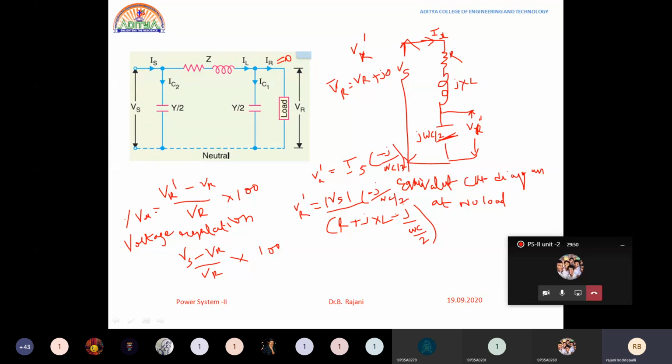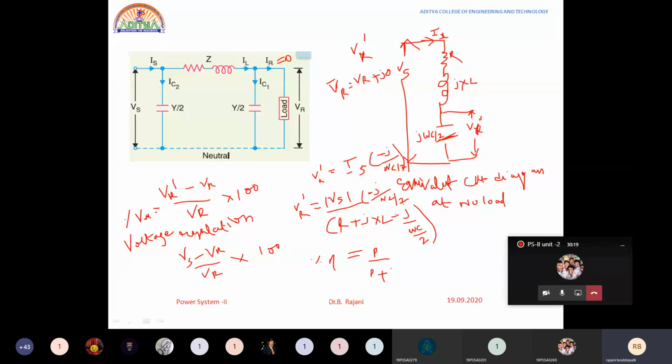After the equivalent circuit diagram at no load, this would be the diagram, and the no load voltage is this. No load minus full load, divided by full load, into 100, gives the percentage regulation. Once you know this, you can find the efficiency. Efficiency is equal to output power by output power plus losses.